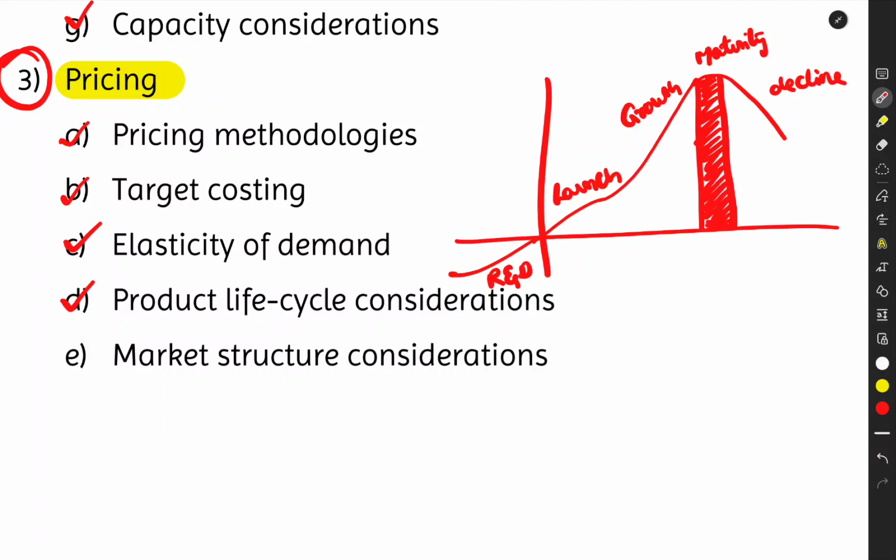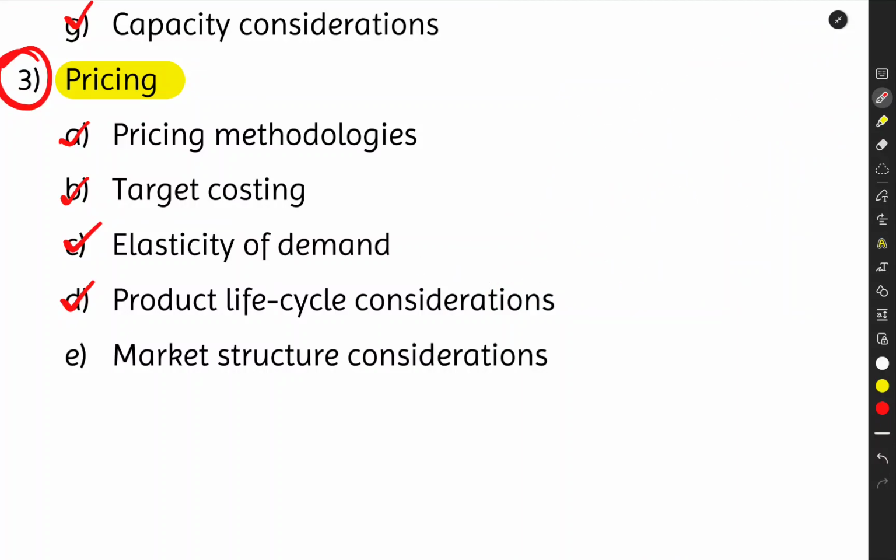When your first product is in a maturity phase, usually companies start looking for their next product. For example, iPhone 14 is there. When iPhone 14 starts reaching its maturity position, immediately iPhone 15 will be planned to be launched. So 14 sales will drop and 15 sales will automatically increase. So that is your product life cycle, and how different costs are incurred at different stages of the life cycle, we are going to discuss there.